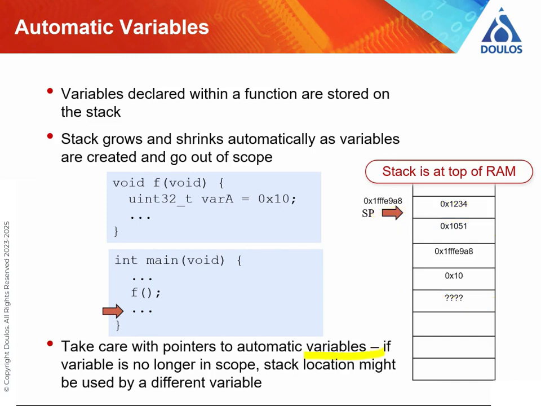So if you've got pointers to automatic variables, you need to be very careful, because if variables are no longer in scope, that stack location might be used by something different. You need to check to make sure that you don't keep pointers that hold the address of variables that are no longer valid. So that would be a case where if you had a pointer to this variable, make sure you set it to null so it can't be reused inadvertently. That's the sort of bug that can very easily creep into a program, and the compiler won't give you an error message if you have a pointer to a variable that's no longer in scope.